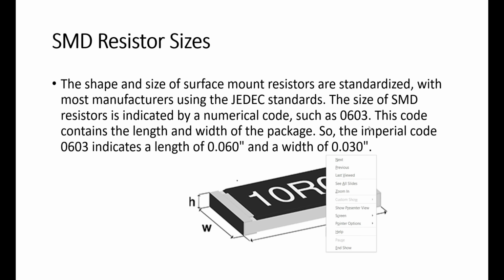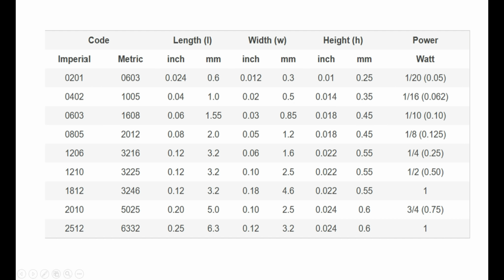So the imperial code 0603 indicates a length of 0.060 inches, this is the length actually, and a width of 0.030 inches. Okay, here is the length, width, height. These all are the codes.